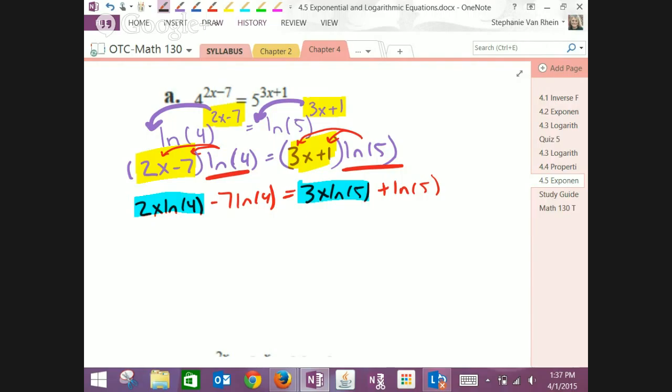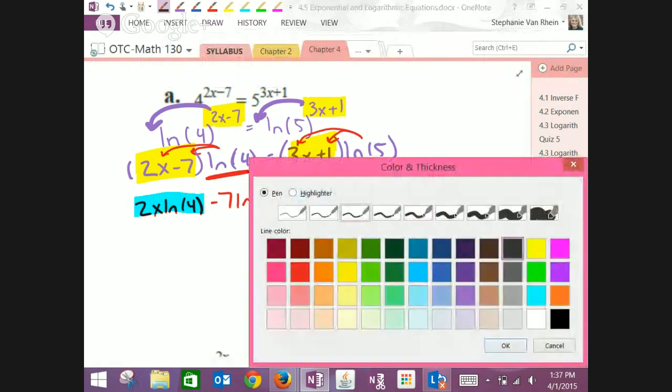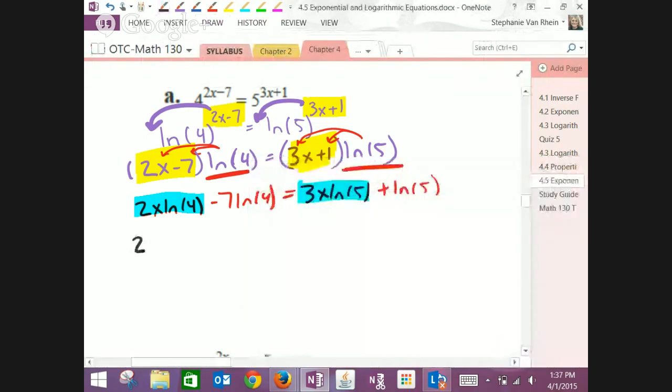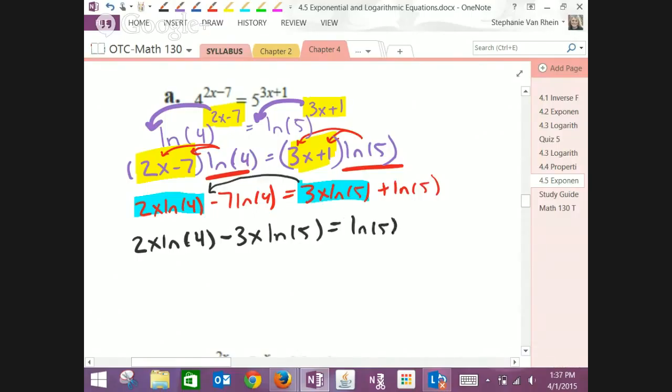So I have 2x ln of 4. And then if I subtract 3x ln of 5, right? If I move this over here, I need to subtract it. I have ln of 5 on the right-hand side, and I'm going to move this to the right-hand side. So I have plus 7 ln of 4.